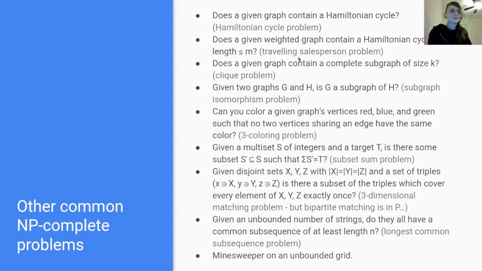To figure out this question of does it contain a clique or a complete subgraph of size k is NP-complete. Next one. Given two graphs G and H, is G a subgraph of H? That is, all the vertices in G can be mapped onto vertices in H such that there's edges in G where there's edges in H. And there's no edges in H where there's no edges in G. This is the subgraph isomorphism problem.